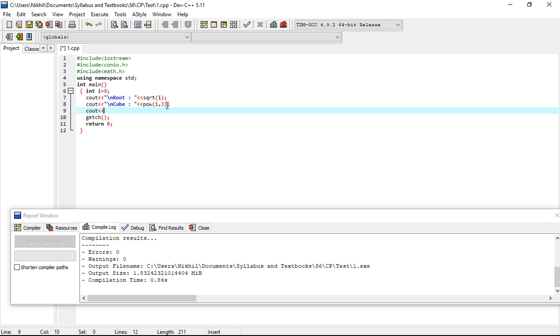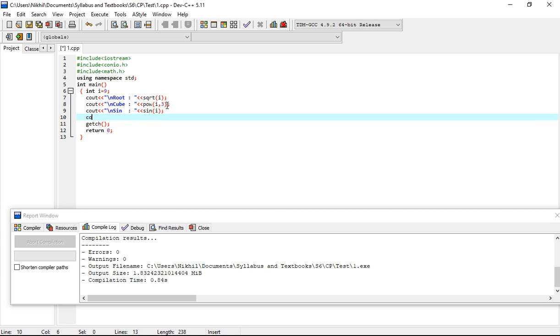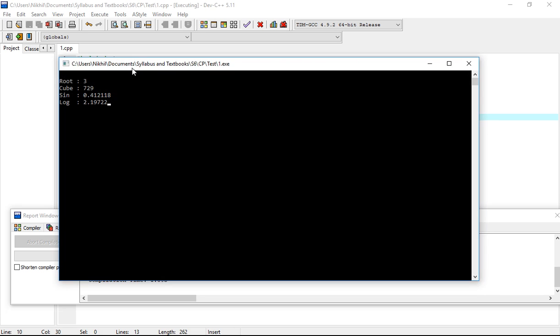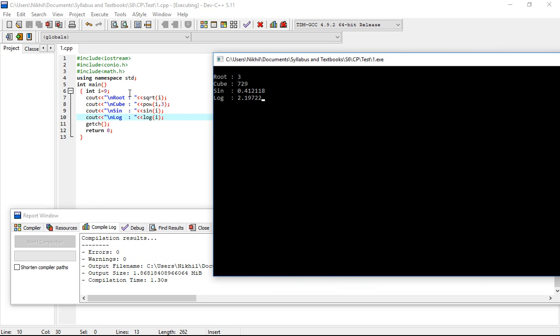And after that, if I was to find the sine value of I, it is as simple as writing sine I. That's it, very simple. At the same time, if I want to find the log value of I, it follows the same step, that is log I. Let's just execute the program and see what the output is.